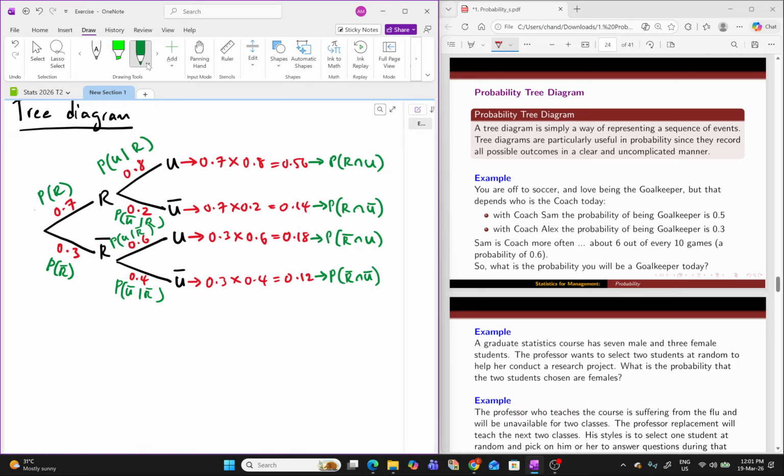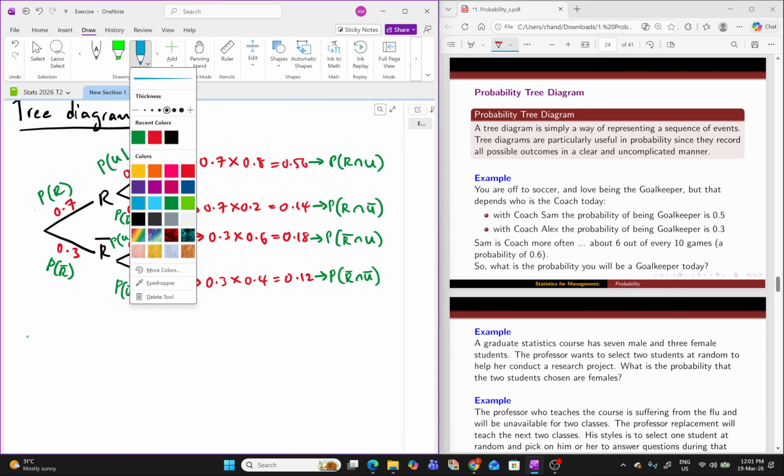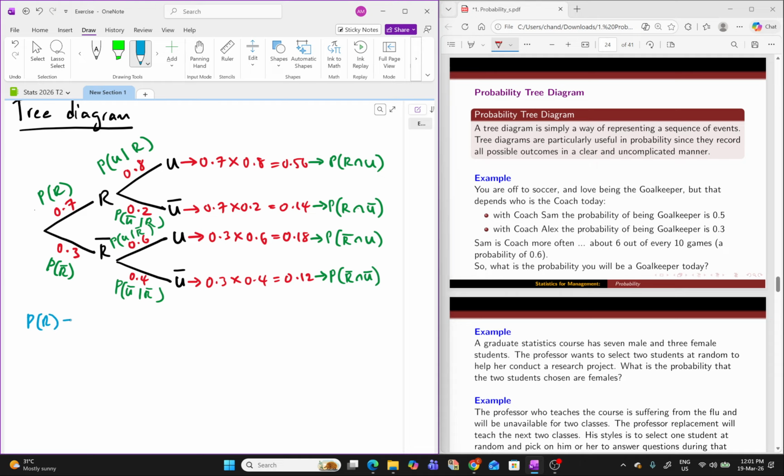But here let me ask you how to find. We know what P(R) is. P(R) is 0.7. This one. We know what P(R bar) is. This is 0.3.